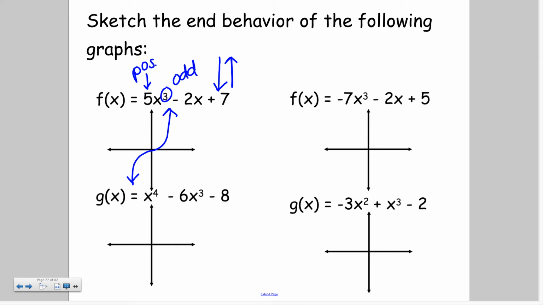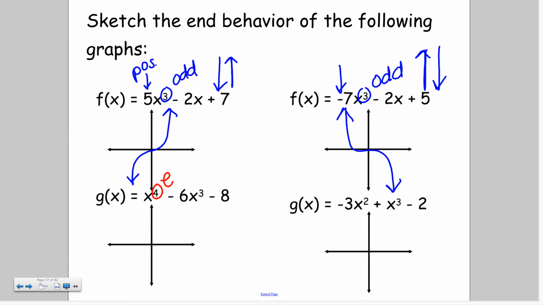All right, the next one, I've got a highest exponent of 3, which is odd, and I've got a negative. So it's going to be the opposite of the one we just did. So it's going to start high and end low. 1, 2, 3.